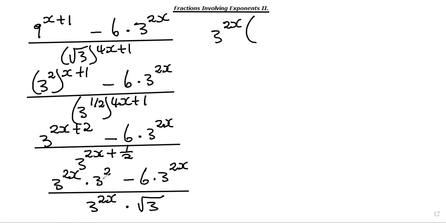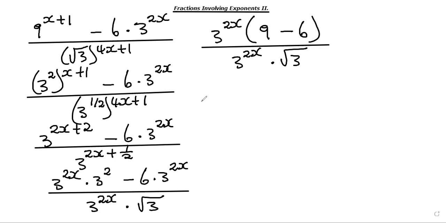So if we do, we are left with 3 squared from the first term, which is just 9. And then from the second term, we are left with 6. Then we say the whole thing is simply divided by 3 to the 2x times square root 3, like that. And then you say this one and this one, they cancel out. After canceling out, you are left with 9 minus 6, which is 3. And this is divided by square root 3.